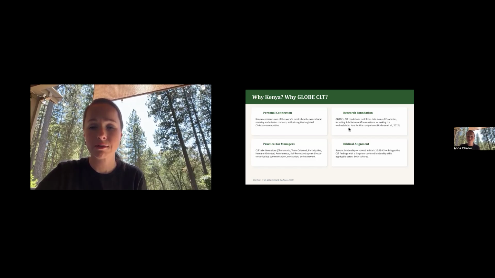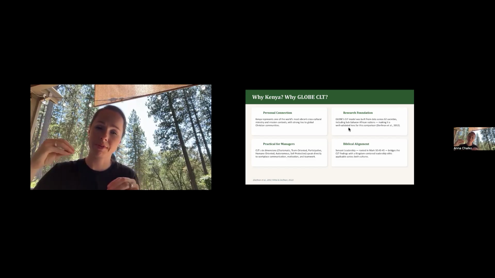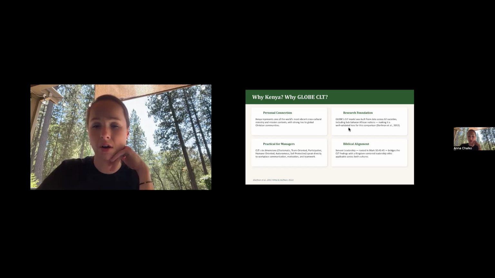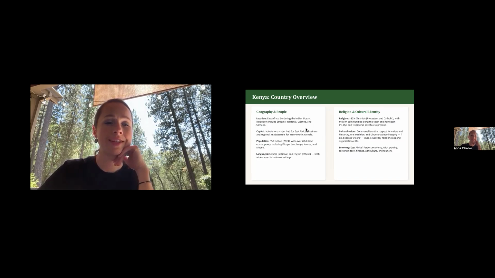The 6 CLT dimensions are speaking directly to things that as a manager, we need to care deeply about. The three I'm going to be focusing on are communication, motivation, and teamwork. And then finally, the framework is also going to be connected to servant leadership based out of Mark chapter 10, which will help give us a kingdom lens for understanding all of these differences.